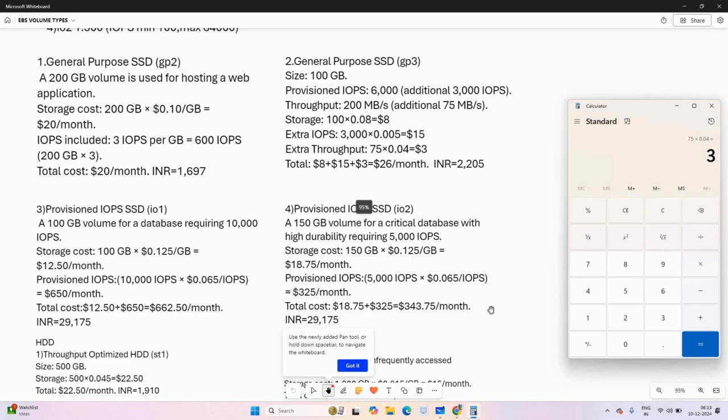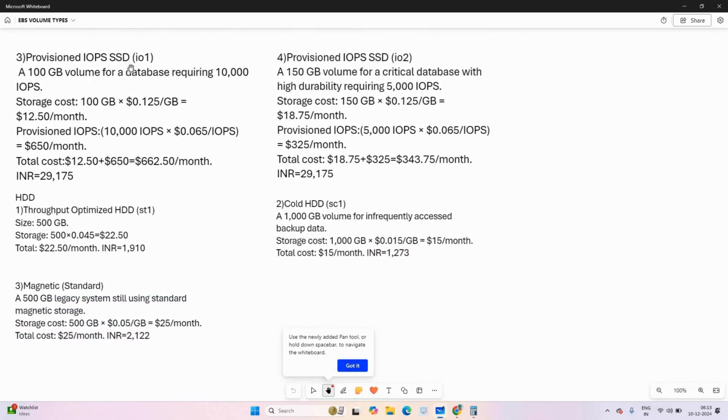And for the provisioned IO, we calculate the same way, but this is a very high cost SSD. And for the throughput optimized HDD, SD1, we see it is ideal for frequently accessed workloads like big data, and this is simple.